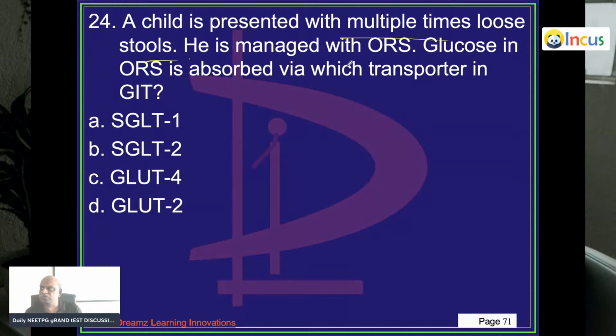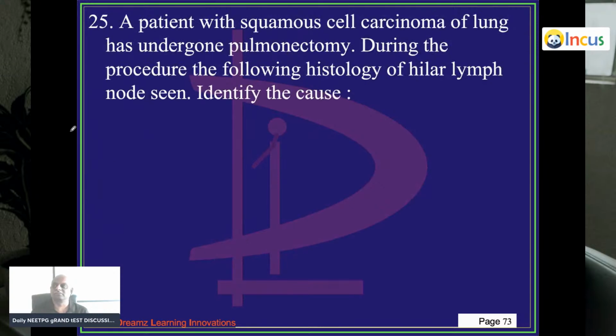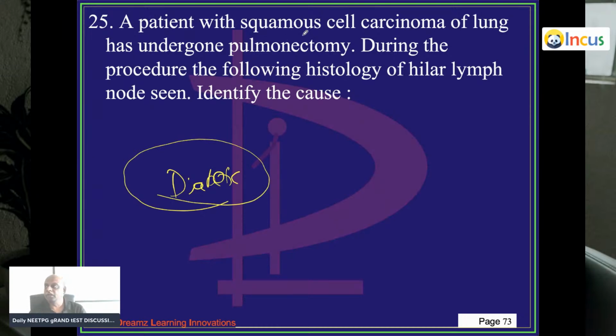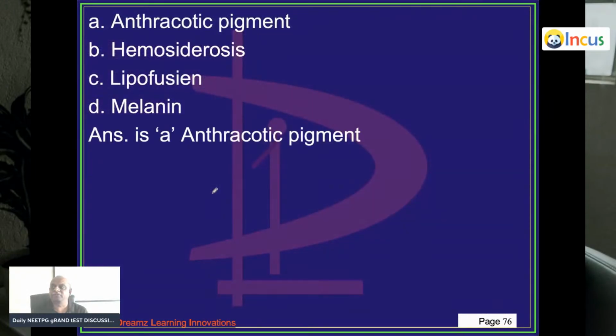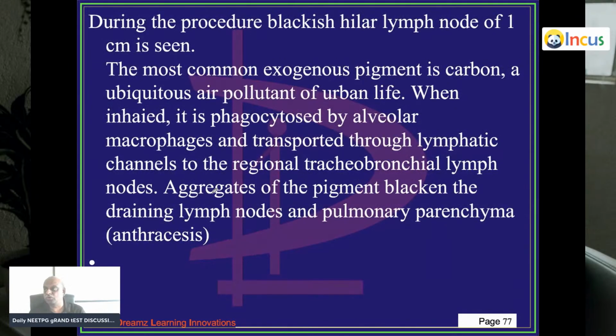Multiple times loose stools managed with ORS. Glucose is absorbed through which receptor? SGLT1. So all the diabetic drugs, you have to be 100% sure, doctor. Patient with squamous cell carcinoma of lung has undergone pneumonectomy. And this is the histology. What you see here, a lot of black pigment, anthracotic pigment, which is typical of anthracosis, coal workers pneumoconiosis.